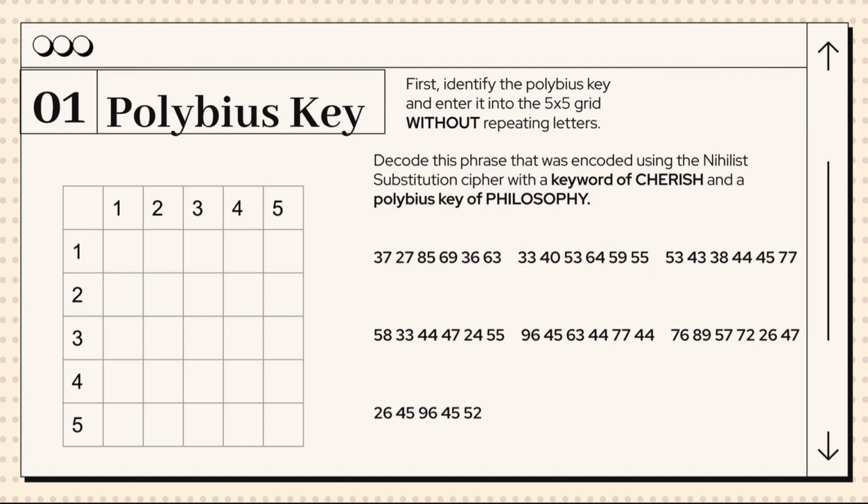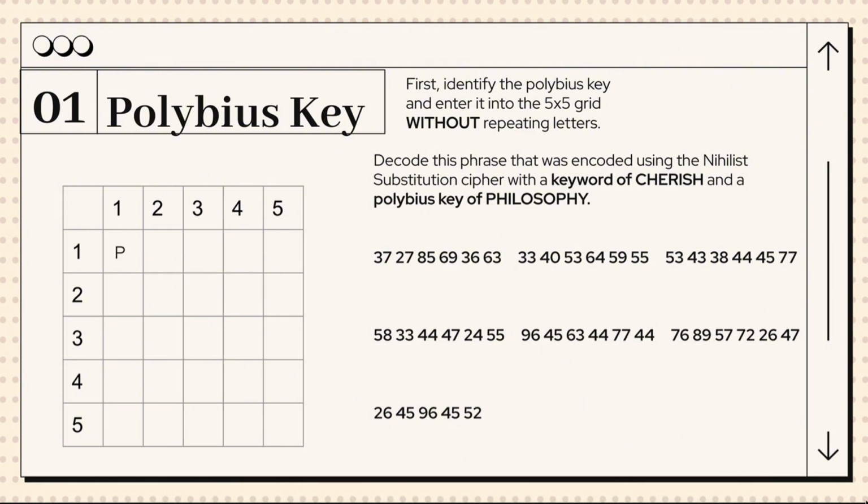This question says, decode this phrase that was encoded using the Nihilist substitution cipher with the keyword of cherish and a Polybius key of philosophy. Below the question, we can see the encoded text, which we'll have to decode, and on the left, you can see a 5x5 grid, which we will use to create a key. So to start off, we'll put the Polybius key into the grid.